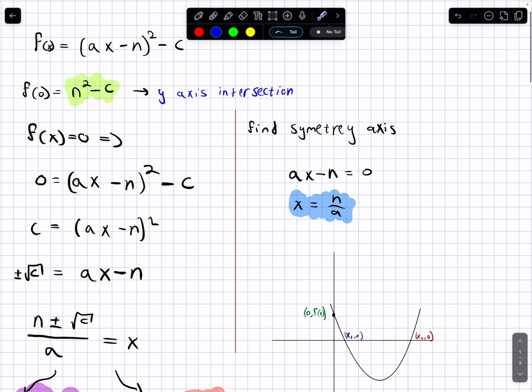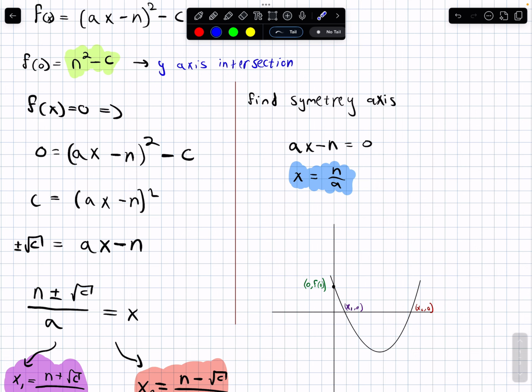Okay? And now we're going to find the x-axis intersection. So what does that mean? That f of x equals 0. Because if we intersect here and here, meaning y is 0. So f of x is 0. And now we try to isolate x. So we move c to this side. And then what happened?